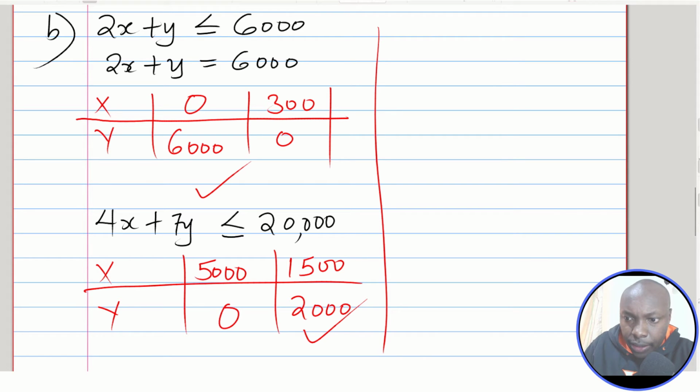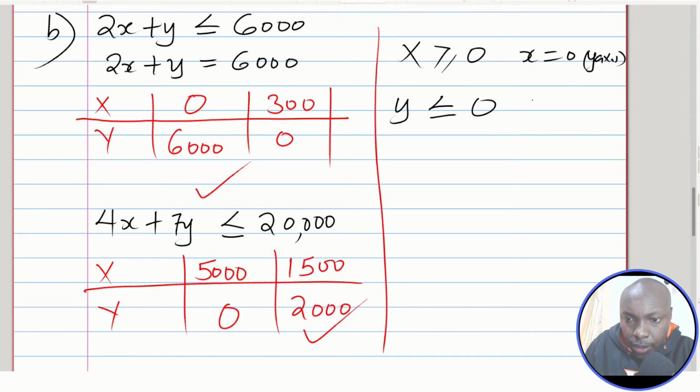Then for the others, x is greater than or equal to 0, that will be the y-axis, and then y is greater than or equal to 0. So just draw this line, x equals 0. This one will be the y-axis, and then y equals 0, this one will be the x-axis. So those are the lines that we need to draw now.